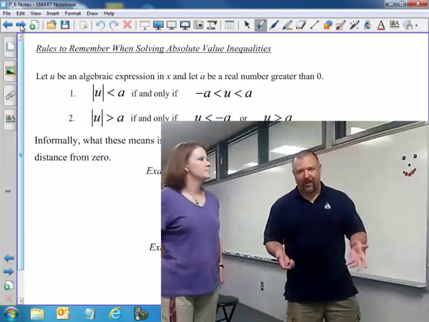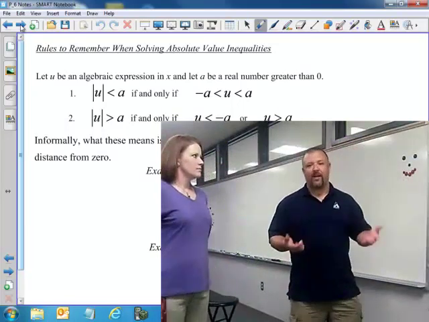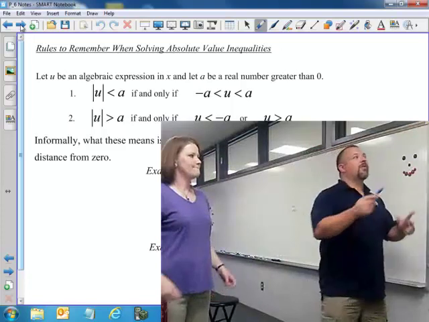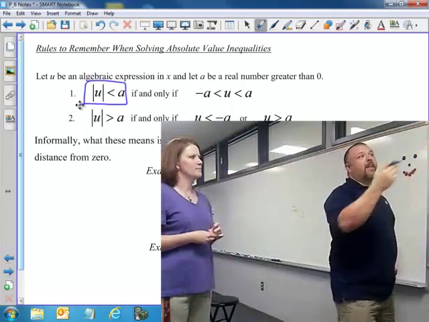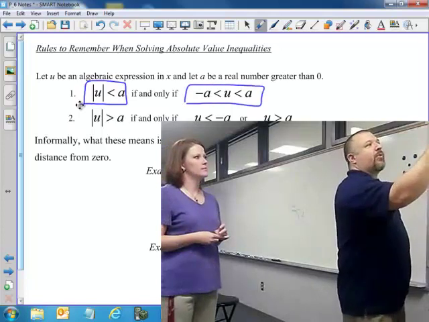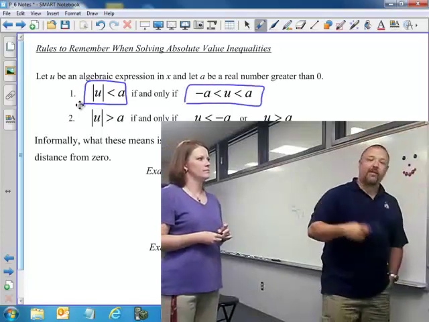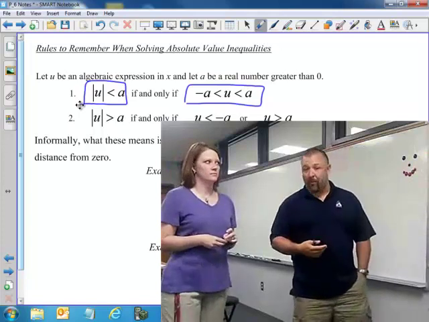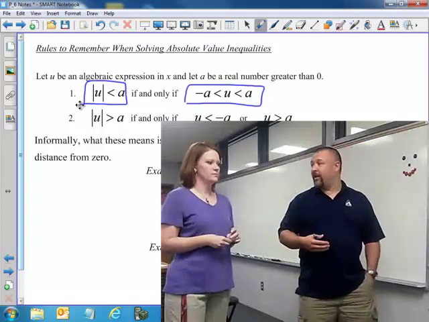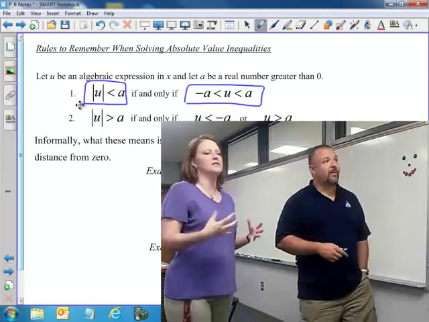Here's what we're going to do. We're talking about absolute values and whether or not they're greater than or less than a certain number, okay? So if the absolute value of u, or anything that's inside of there, is less than a, then what we know is that u is between negative a and positive a. That's the rule. If you want to memorize it and use it, great. I'm going to try to show you a way to remember it. That is a little weird and corny, but it'll just make more sense.